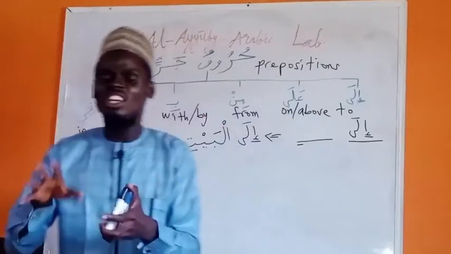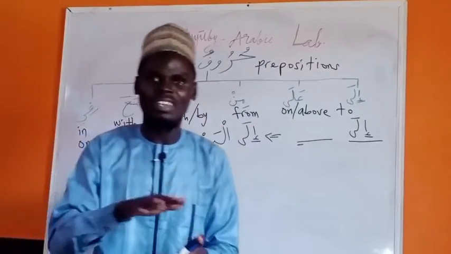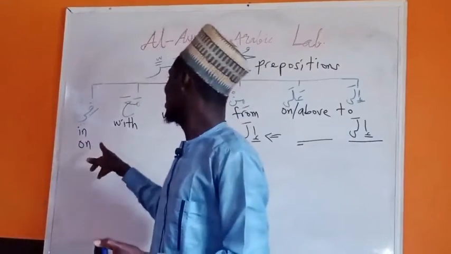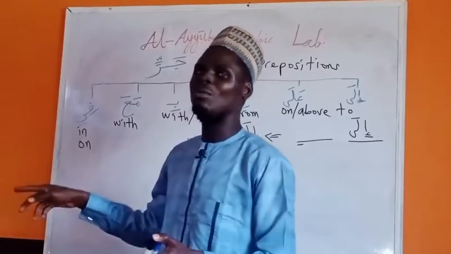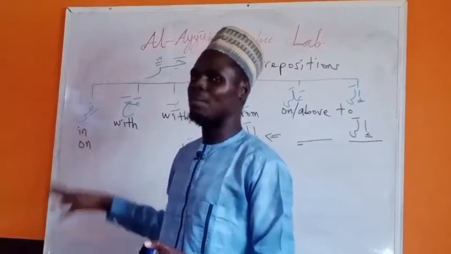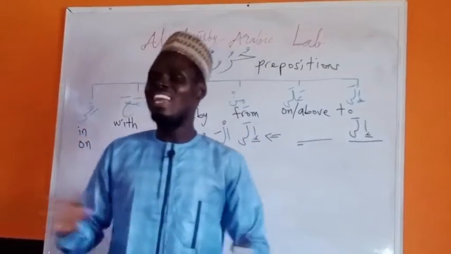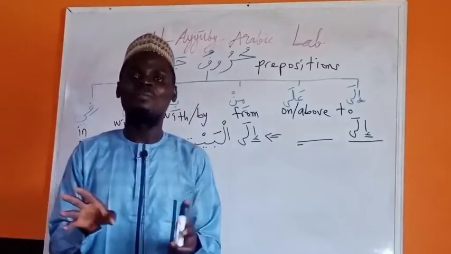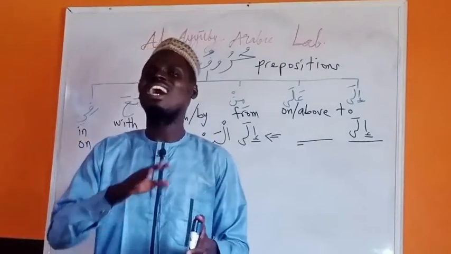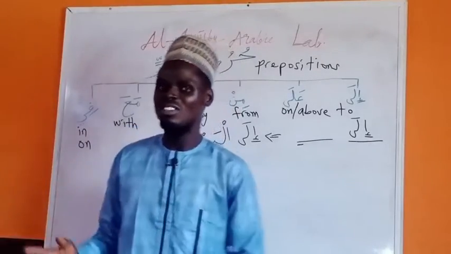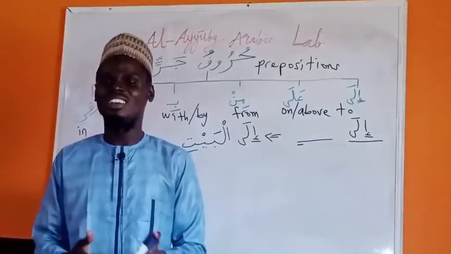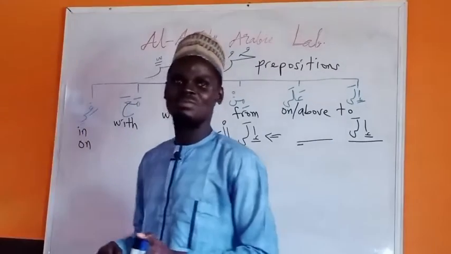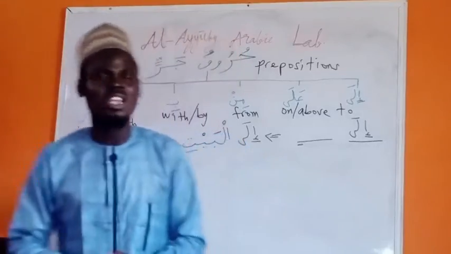But if the relationship between them is that one is above the other, on the upper surface of the other, then you use the meaning on. Another example: Tahadathna fil amr. Here, al amr means the case, the issue, and it doesn't have an inside. There are no walls that can contain or accommodate another thing there. In such a situation, the meaning of it there is on. So these are the meanings of these prepositions.